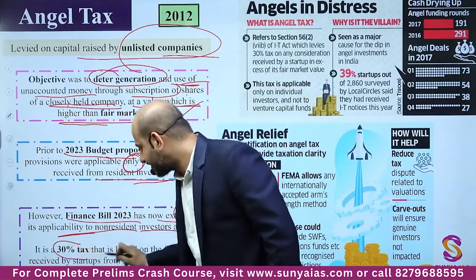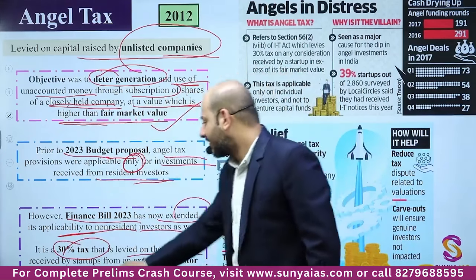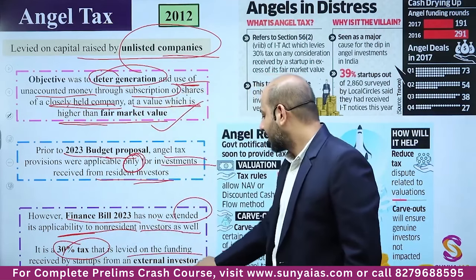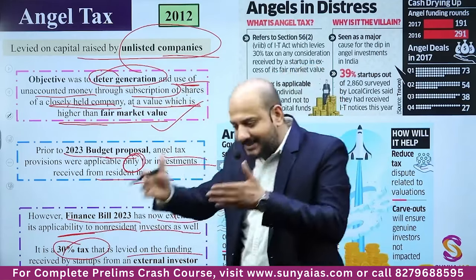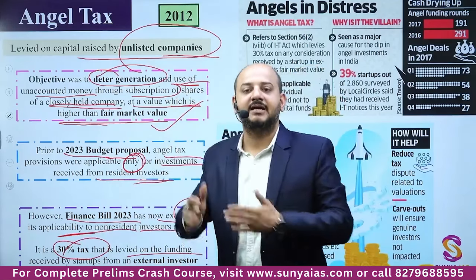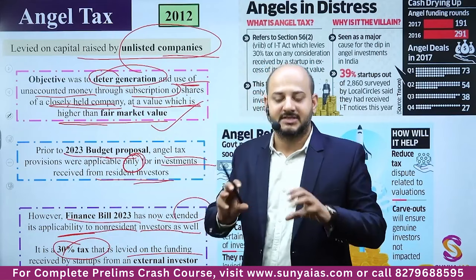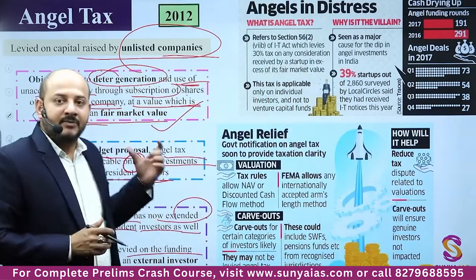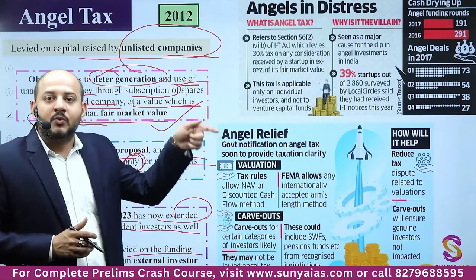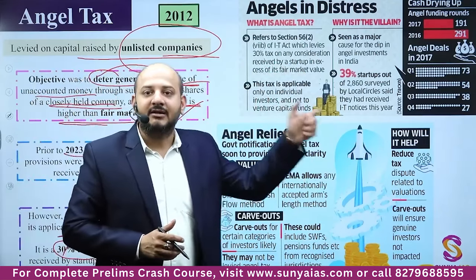It is a 30% tax which is levied on the funding received by the startups from external investors. Now basically, from resident investors it is 30% and from external investors it is also 30%. So a statement may come in the prelims examination that angel tax is levied only on resident investors at a rate of 30%.